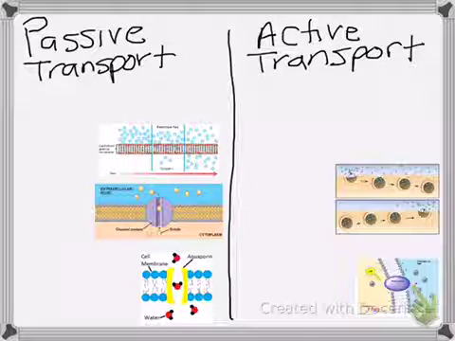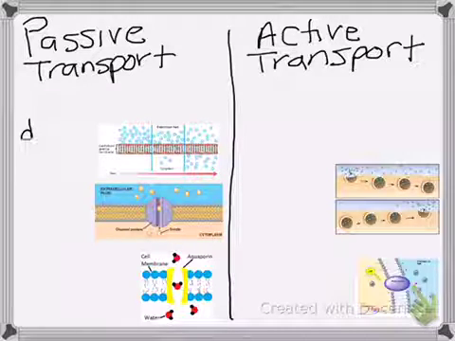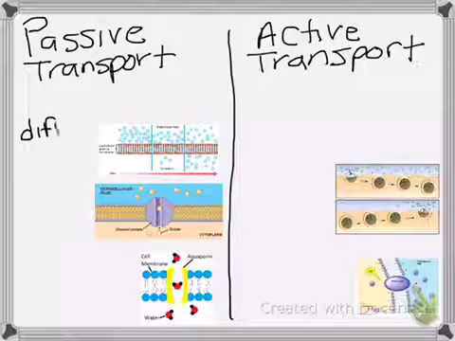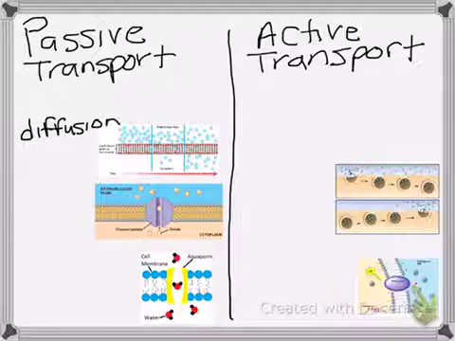So one of the things we talked about in the cell membrane is the fact that the cell membrane is selectively permeable. Some things can pass through and some things can't pass through. So by the process of simple diffusion, small molecules can pass directly through the cell membrane.